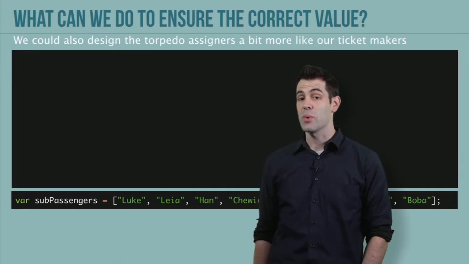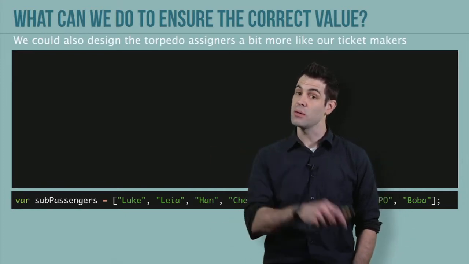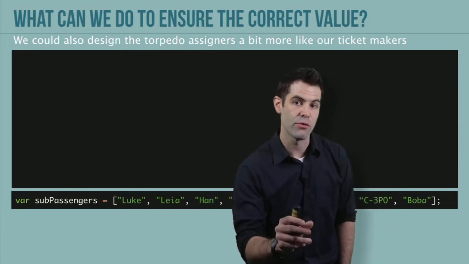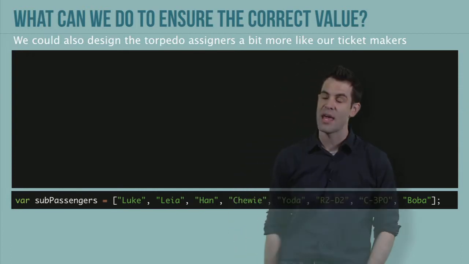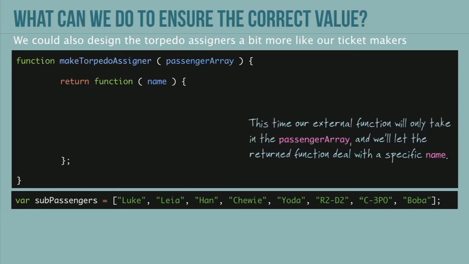A second way that we could ensure the correct value is to design our torpedo assigners just like we did our ticket makers for the modes of transport. Let's take a look at that. So we'll change our function's name to makeTorpedoAssigner. But this time we will only pass in the passenger array, not the name and the passenger array, because the name variable we're going to pass into our function expression.